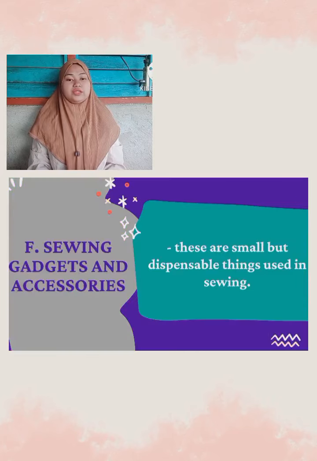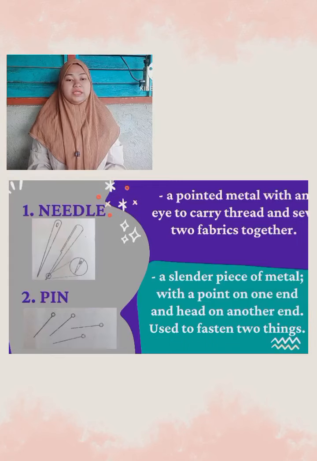And then the sewing gadgets and accessories. These are small, but they are also indispensable and very useful in sewing. First is the needle. It is a pointed metal which has a hole on its head, which is called an eye, to carry the thread and stitch the two fabrics together. And then the pin, which is a slender piece of metal with a point on one end and a head on the other end, which is used to fasten two things.